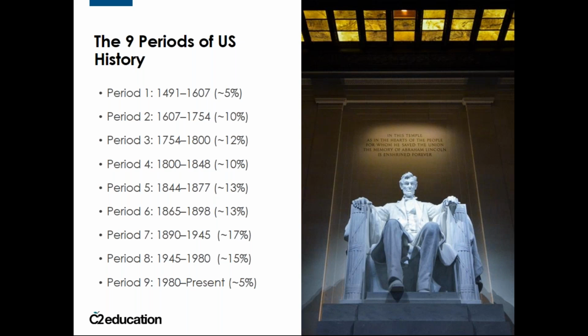Now, it's also important to know that the short responses run from period 1 to 6. So they're a little bit earlier in the time period. You can't ignore periods 1 and 2, the early periods, because there's still going to be a large chunk of the exam that's based on that.